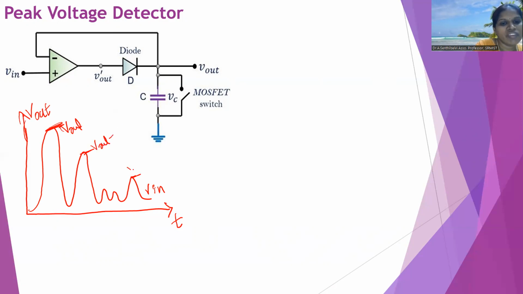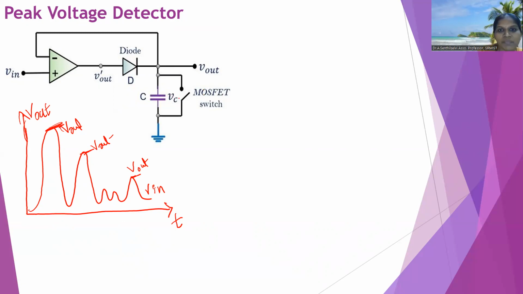It finds the V out peak voltage value. This is the output waveform of a peak voltage detector. It consists of a diode, capacitor and MOSFET switch. Initially, the capacitor is charged with Vc.